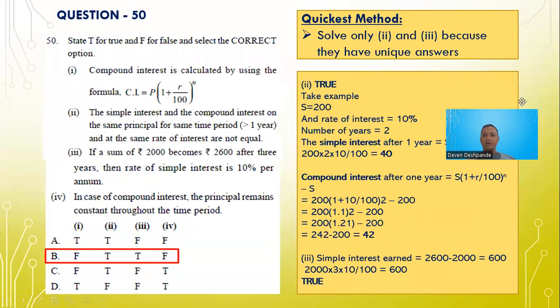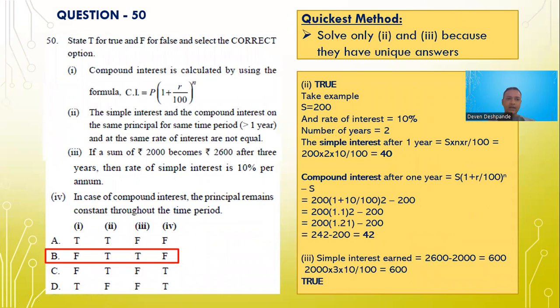Okay, last one. Hooray! State T for true and F for false and select the correct option. Here you only have to solve for 2 and 3, because the answers are unique. It is true, false, true, true, true, false, and false, false. So only solve for 2 and 3 because the answers are unique here. True, true.